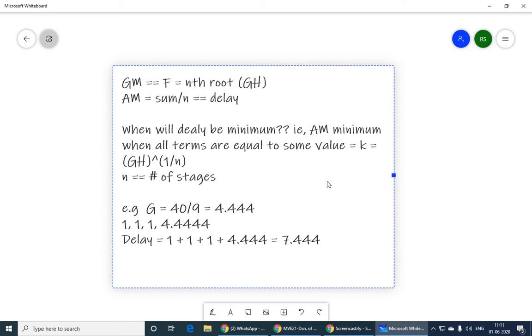Not sure. Let us try another combination, which is 2.22 comma 2 comma 1 comma 1. Okay. This also gives me the required G. Now what is the delay? Just add up those. 2.22 plus 2 is 4.22 plus 1 plus 1. So about 6.22. So we have done better, right? Now, is this the best possible? What is the best possible delay?